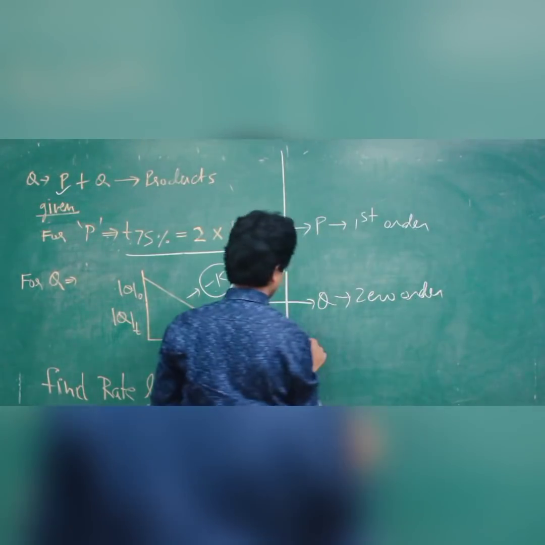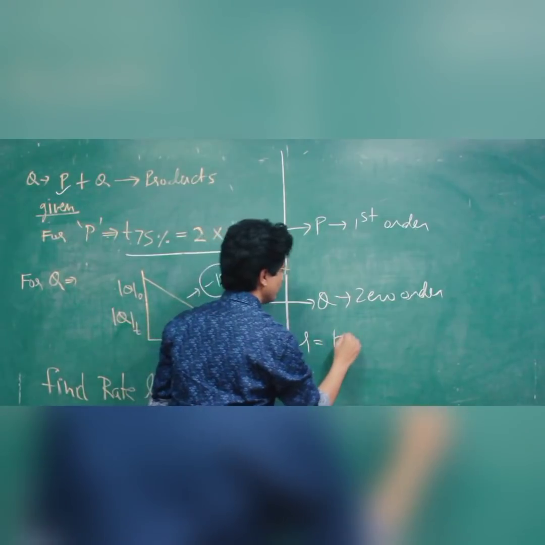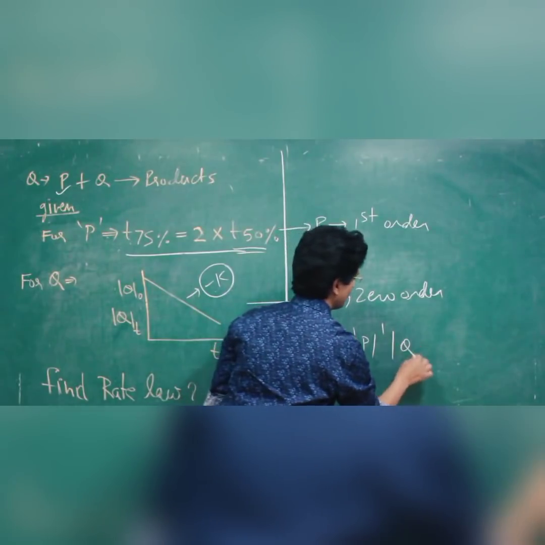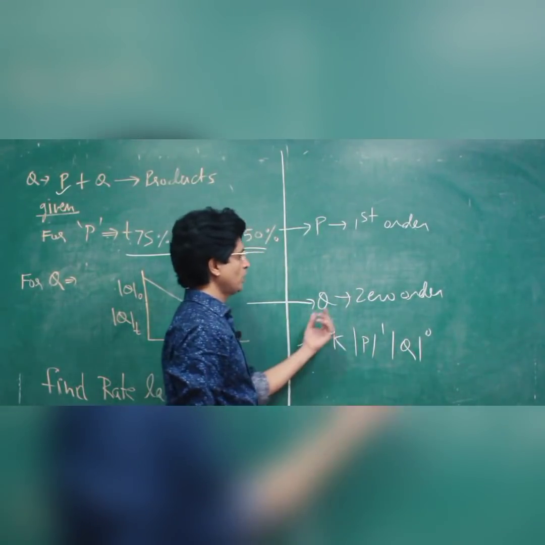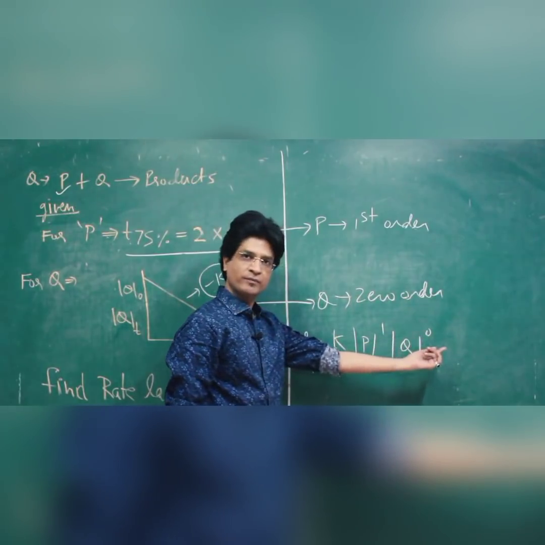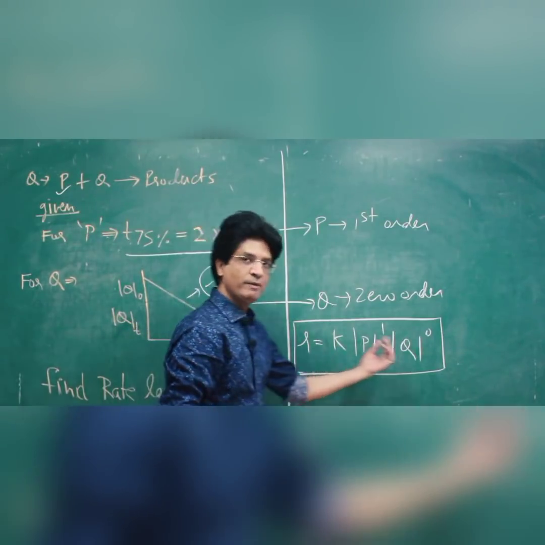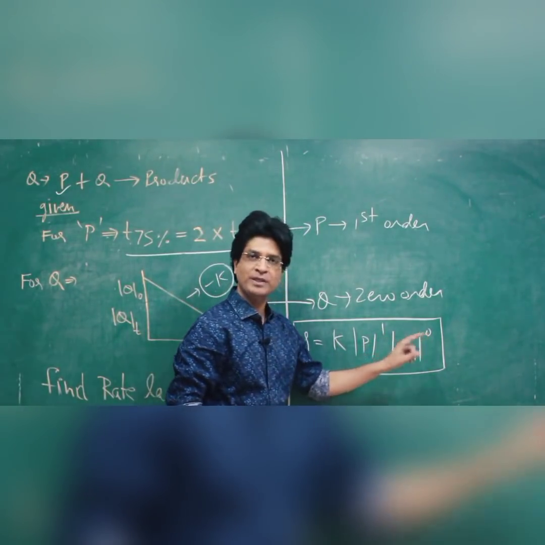So the overall rate law now will be R equals K, P to the power of 1 and Q to the power of 0, because the order of reaction with respect to Q is 0. So that will be the final rate law. And overall order will be what? 1 plus 0, that means 1.